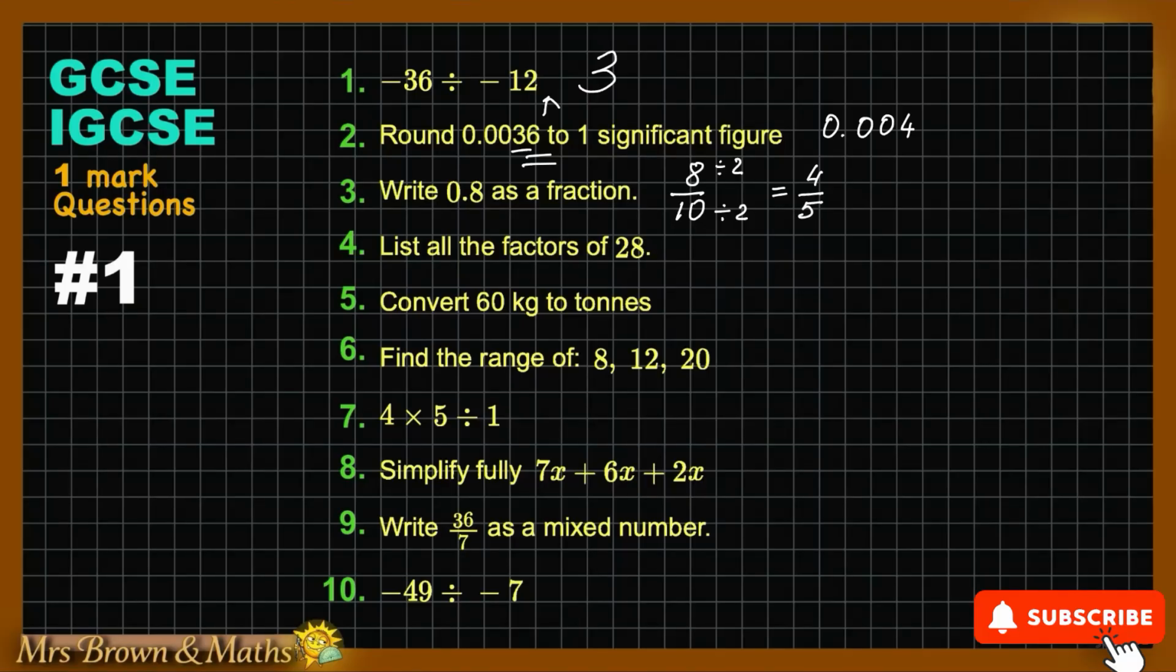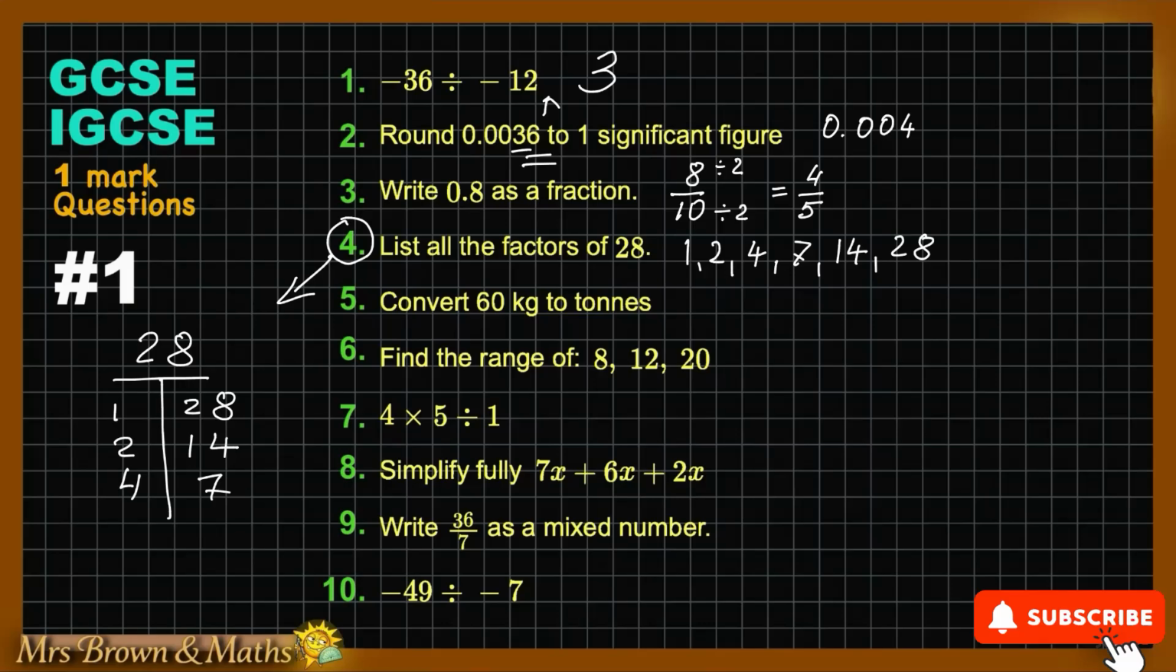Question 4. List all the factors of 28. Factors divide exactly. Go systematically. 1 and 28, 2 and 14, 4 and 7. So the full list is 1, 2, 4, 7, 14, 28.